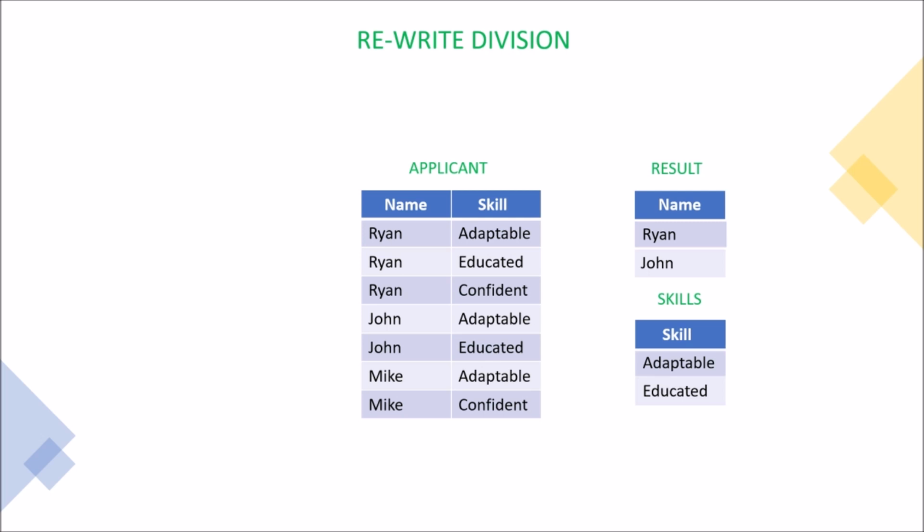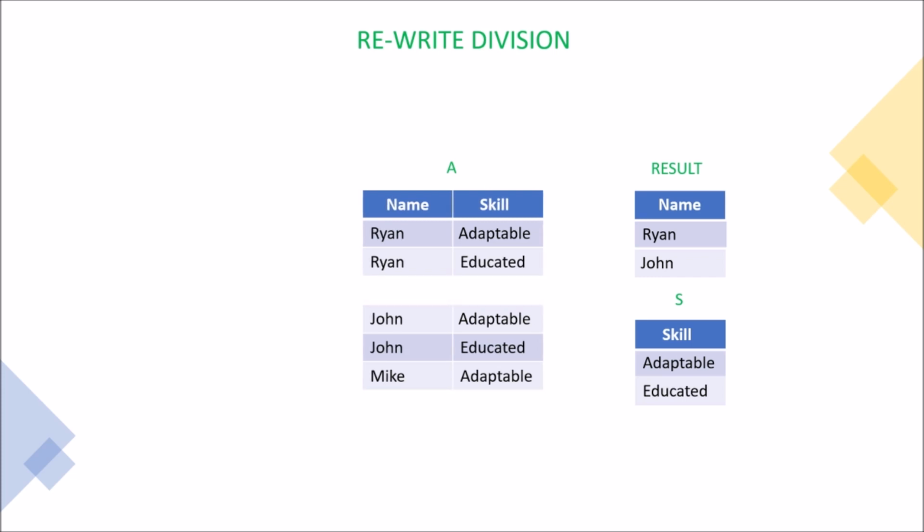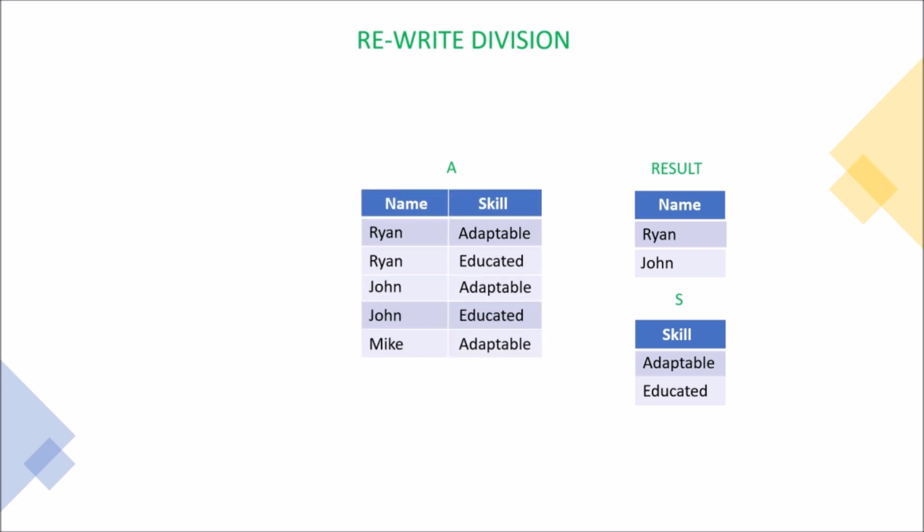First, let's simplify our example by renaming the applicant and skill tables to A and S respectively. Let's also remove the rows from our applicant table that did not play a role in the division operation. Now, looking at the applicant table, you may notice that it looks very similar to a cross product of the distinct names in A with the skills in S. Let's use this fact and see what the full cross product between the names in A and the skill table would look like.